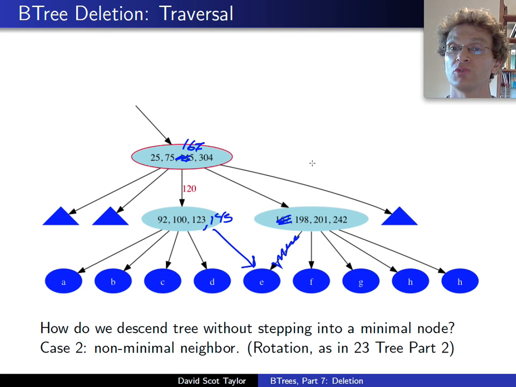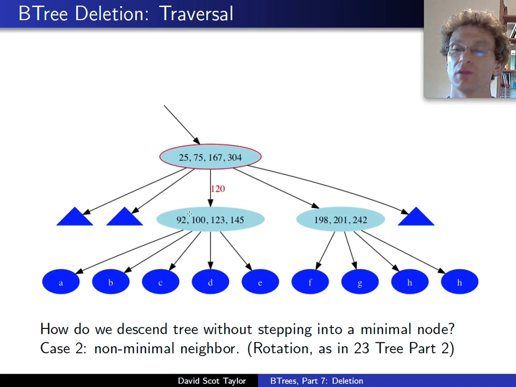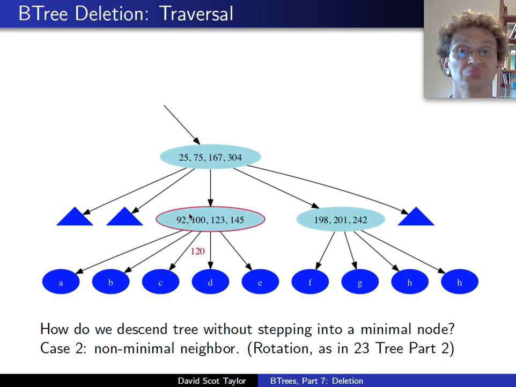So we just do a rotation, and now the node that we want to step into, hey, is no longer minimal. There we go. That's what it looks like after the rotation is done. No problems. Okay. We step into the node because now it's not minimal. We keep on going down.